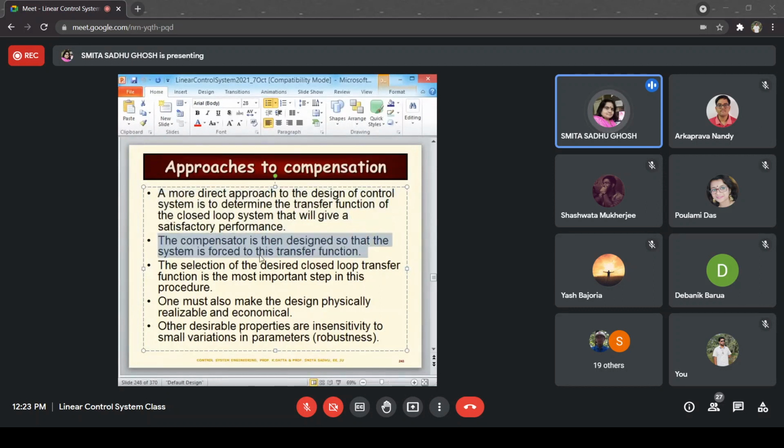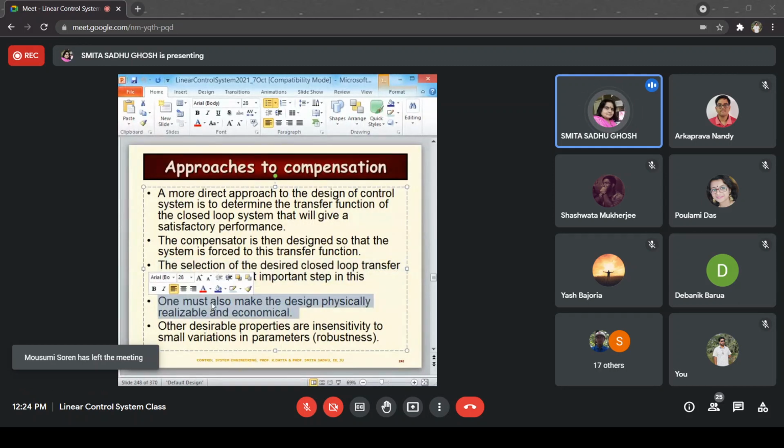So the compensator is then designed so that the system is forced to this transfer function. Now the selection of the desired closed loop transfer function is the most important step in this procedure. Naturally, you must know what you really want. If you can pinpoint and say, okay, this is the desired transfer function that I want, then you can design a compensator for your system and use it so that you get the required one, right?